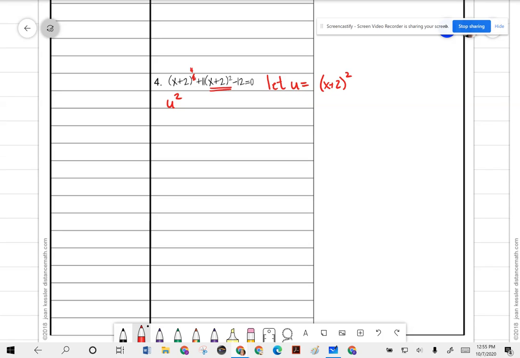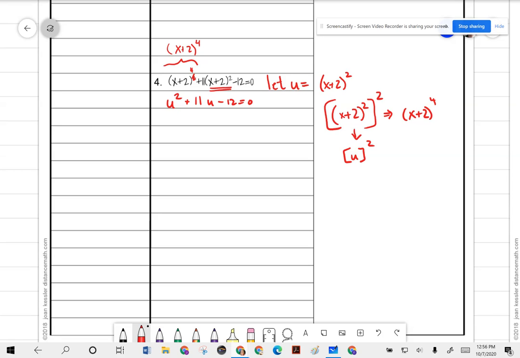And that's because if u is x plus 2 squared, then x plus 2 squared, that would be u squared. That's going to be x plus 2 to the 4th, which is what this term is. So now that I'm replacing x plus 2 squared with u, I can rewrite that as u squared. And so that's how I got u squared plus 11u minus 12 equals 0.